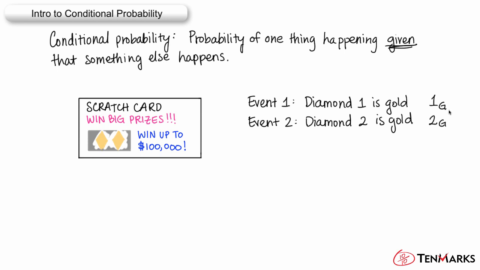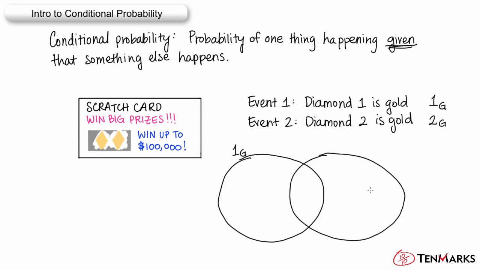We can also visualize this concept using a Venn diagram. This circle represents the probability that the first diamond is gold. So this is the event that 1 sub G occurs. This circle represents the probability that 2 sub G occurs. So you could have events in here where the first diamond is gold, but the second diamond's not. Or events in here where the first diamond's not gold, but the second diamond is. But ideally, you want something at the intersection of these 2 sets, which is that both of them are gold.